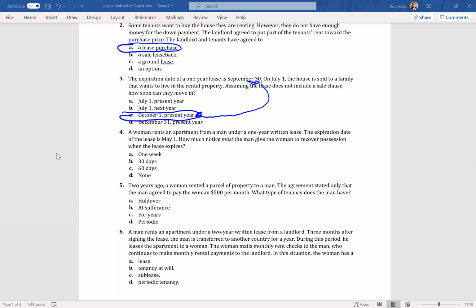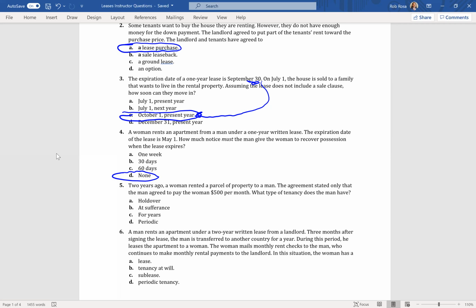Number 4, a woman rents an apartment from a man under a 1-year written lease. The expiration date of the lease is May 1st. How much notice must the man give the woman to recover possession when the lease expires? D. None. Got it. None. Right? Because why?